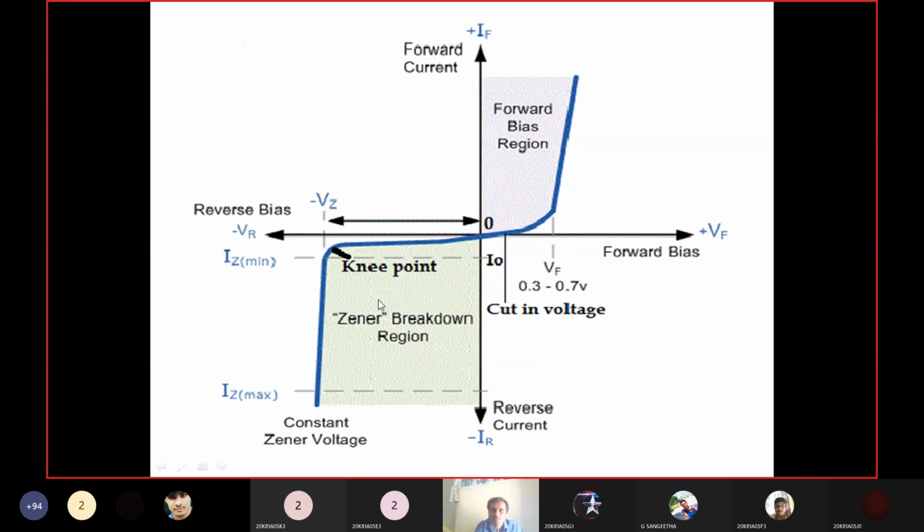The forward bias characteristics are similar to the same as the PN junction diode. But in reverse, this is the breakdown region, the Zener breakdown region.